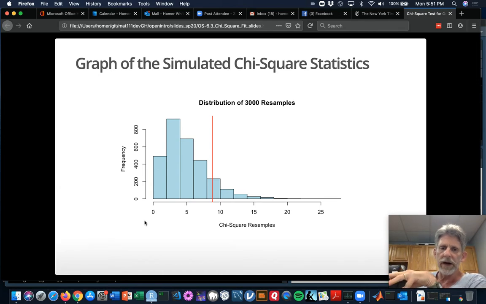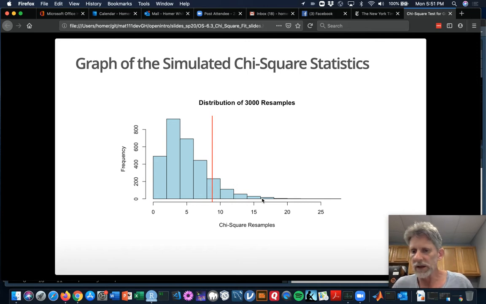Now, as far as that graph you saw, it's a graph of the 3,000 simulated statistics. So we'll histogram. The red line here is at 8.8. And you can see a good portion of the histogram, about 12% of it, is past 8.8, suggesting that about 12% of the simulated values were bigger than 8.8. So 8.8 is just not that unusual to get if you're rolling a fair die.